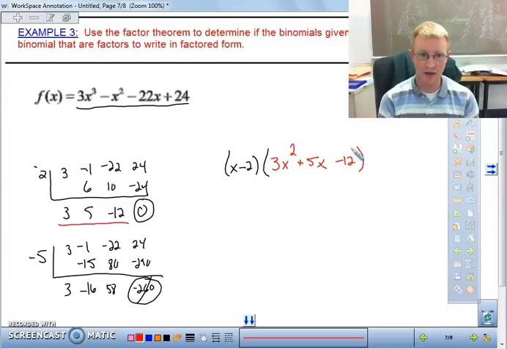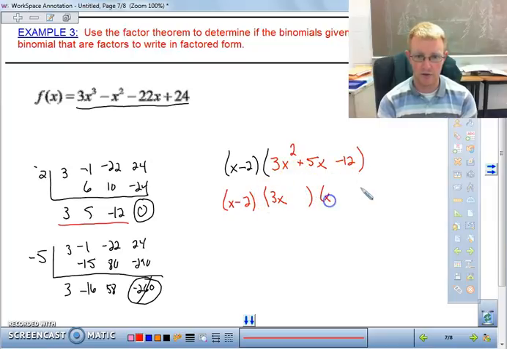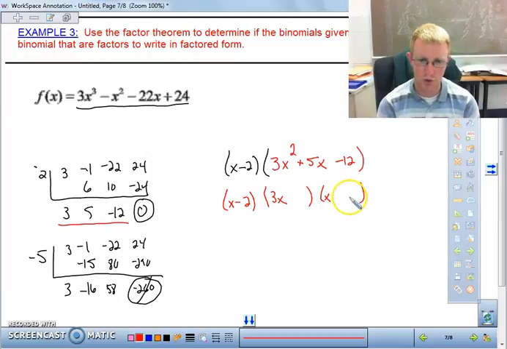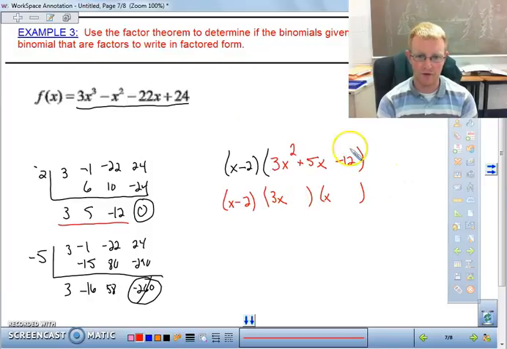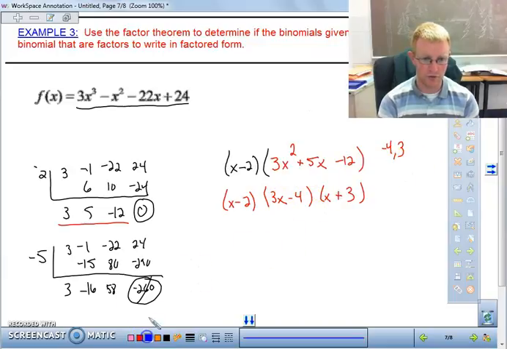Okay, so now that we have x minus 2 and a quadratic, if we wanted to continue to factor it, we can, because this is a quadratic. So we still have our x minus 2 here, and now we're going to create new factors. So we're going to do 3x and x, and then we're going to just try something here. Let's try, so the factors of negative 12, let's try negative 4 and 3 and see if that works. And again, you can always try different ones, but let's just see if this one works.